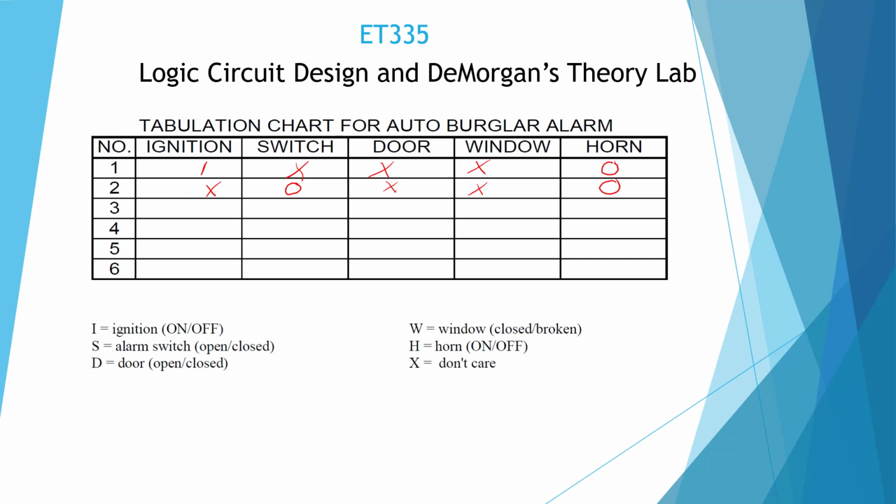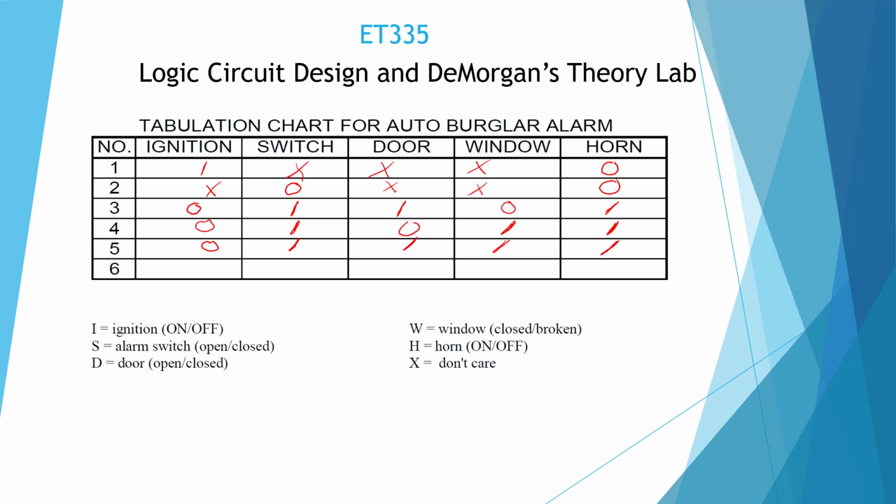So if we have ignition off, our switch on, and let's say somebody tampered with our door and our window's okay, we're going to get a horn. Ignition's off, switch is on, somebody tampered with our window, we're going to get a horn. Ignition off, alarm switch on, somebody's really mean and tampered with our door and window, so we should get an alarm.